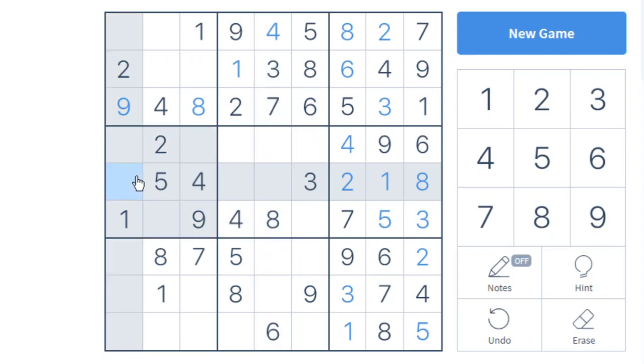So 7 could be either this or this. 6, 7, and 9. 9 is already in here, so this is either 6 or 7. Now, which one could it be? 9's right there.